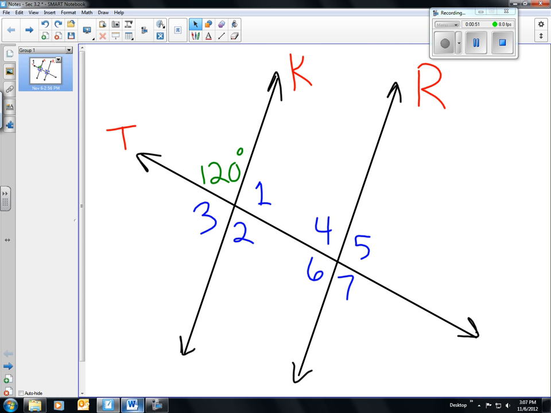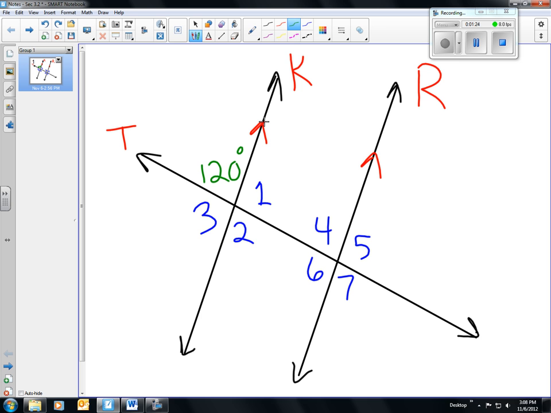If we look at this diagram, we are not told whether or not there are any parallel lines here. So we can't just assume that there are parallel lines between K and R. But if you see symbols like this, little arrows, those arrows indicate that those are parallel lines. So let's go ahead and leave those up. In this diagram, we can use the information given, mainly the 120 degrees here, to determine every other angle in the picture. So the way we would do that is this.